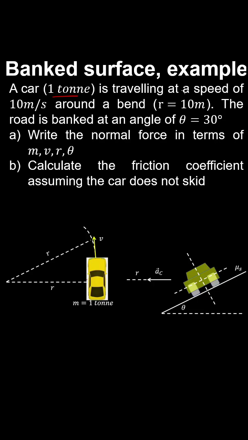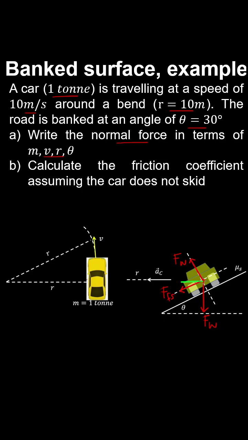A car is travelling at a speed of 10 meters per second around a bend, and the road is banked at an angle of 30 degrees. We're asked to write the normal force in terms of these variables. We're taking a free body of the car and drawing all the forces acting on it, and I've drawn them through the centre of mass of the car for easier visualization, but we know that the contact forces act at the tyres.